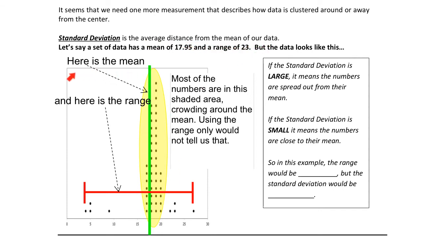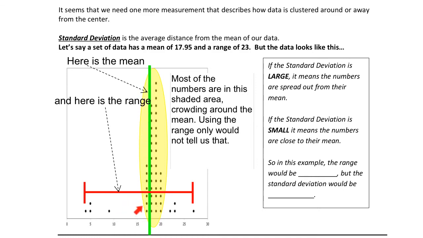So we can see in this example, so focus on the dots, and then I've overlaid a lot more information for you to look at here. So the green line represents the mean, and the range is the red line, so you can see from the maximum to the minimum. But we can see the majority of our numbers are clustered around the mean in this shaded area. Now these really small numbers are kind of pulling the mean their way, but most of these dots are right around the mean.